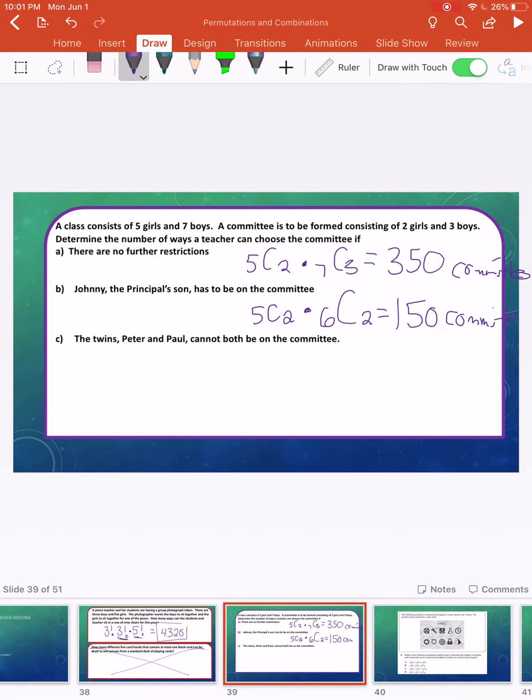The last question, the twins Peter and Paul cannot both be on the committee. So there's actually 2 different ways you could do this question. You could figure out all the different combinations where Peter's on the committee and not Paul, or Paul's on the committee and not Peter, or neither on the committee, and then add them together. Or, probably an easier way to do this, we've already figured out the total amount of committees, which is 350. So we could actually just figure out where they both are on the committee.